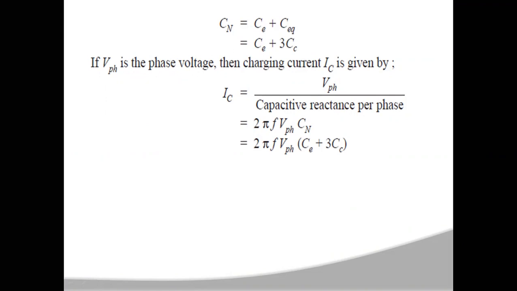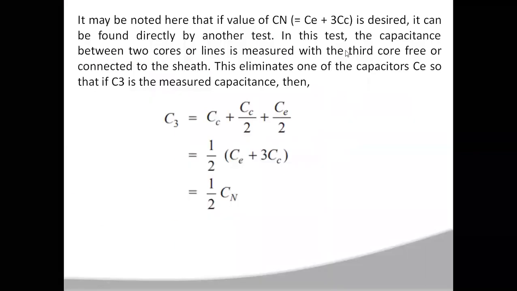Now in another method, instead of calculating Ce and Cc, you can directly get the value of Cn, which is the per phase capacitance. To get this Cn value directly, you have to do another test. In that test, you measure the capacitance between two cores with the third core connected to the sheath, or earth. That capacitance value, let us call it C3.